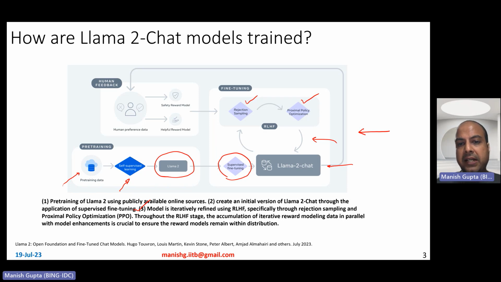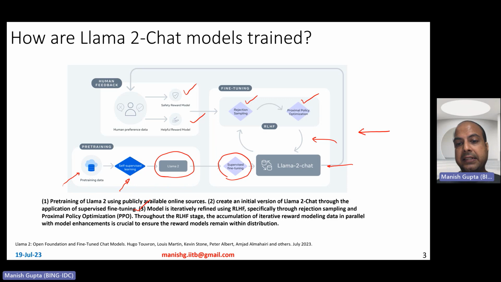Throughout the RLHF stage, the accumulation of the iterative reward modeling data in parallel with the model enhancements is crucial. So what you do is to essentially do some RLHF, do the model update, and then using the updated model, you compute the revised rewards. In fact, they keep two different reward models. There is a safety reward model and there is a helpfulness reward model. Again, we'll talk about details later.